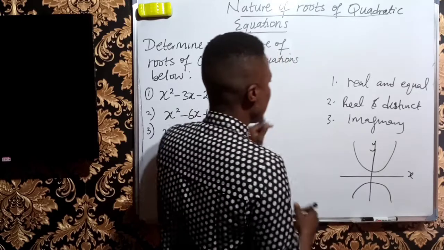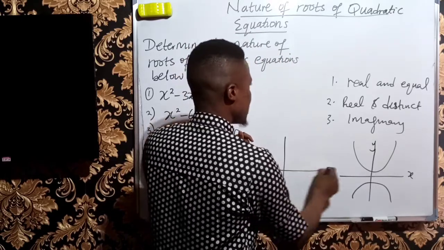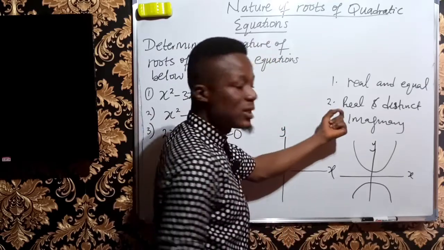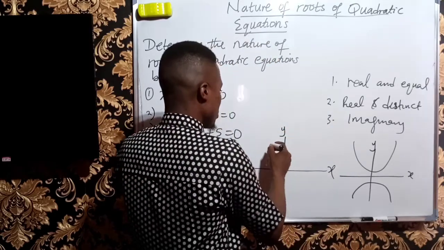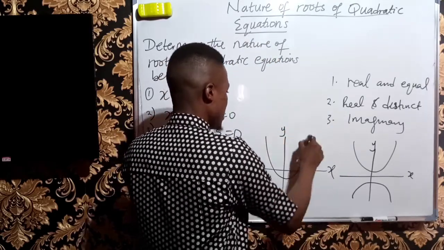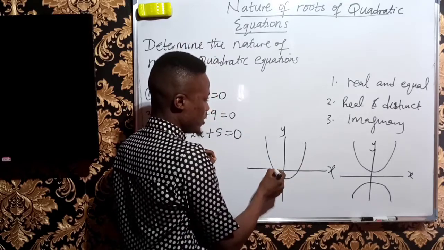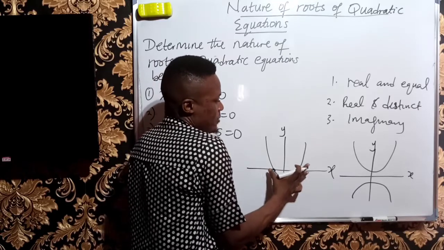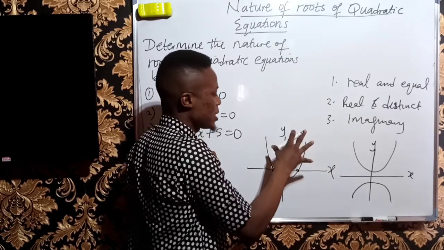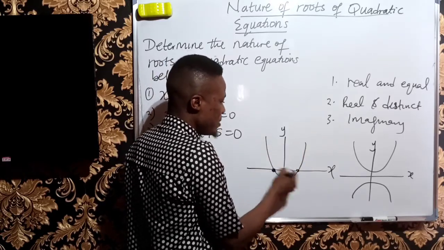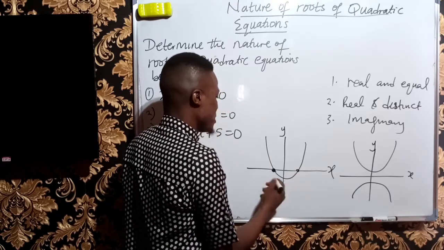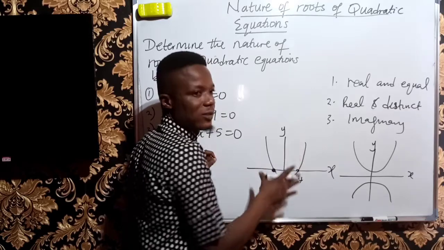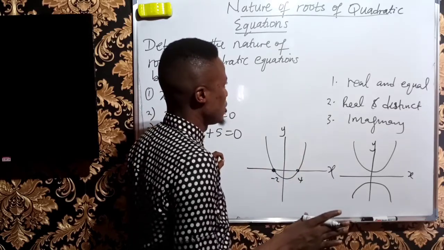Now, when it is real and distinct, you have something like this, your y and your x. Real and distinct I'm talking about now. So you have a curve like this. You will observe that the curve is touching the x-axis at two different points. So there are real values of x that satisfy the quadratic equation, but they are meeting at different values. That is when you get maybe -2 and 4, for instance, as the values satisfying a given quadratic equation.